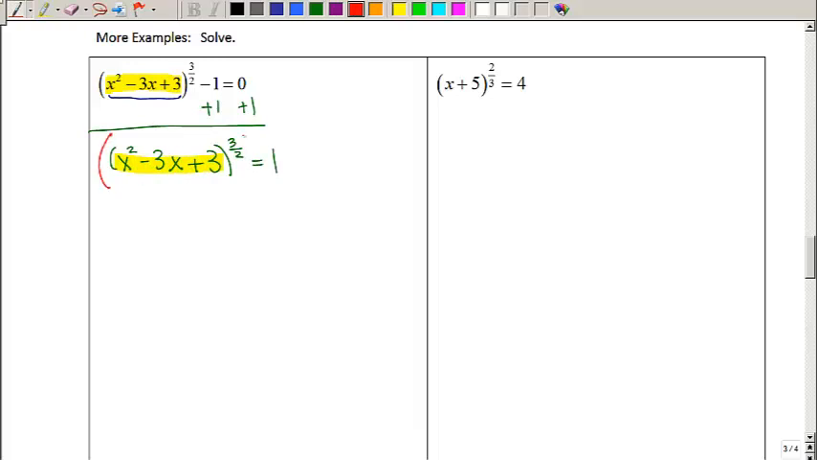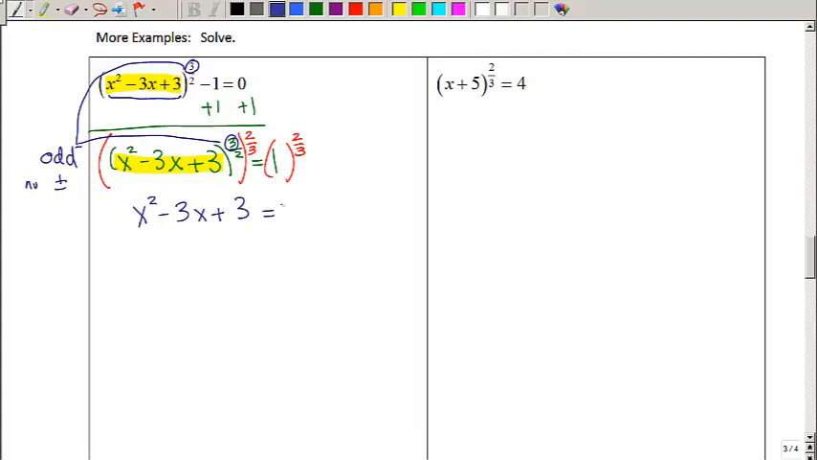Next, I'm going to raise both sides to the reciprocal. Now, do I have a plus or minus or not? Well, I'm going to look at the numerator of the original problem. Is the numerator even or odd? Well, in this case, 3 is odd. Therefore, I have no plus or minus. This reduces to x squared minus 3x plus 3 equals, no plus or minus because my numerator is odd, 1 to the 2/3. Well, that's a nice thing because 1 to the anything is always 1, so that's really easy.